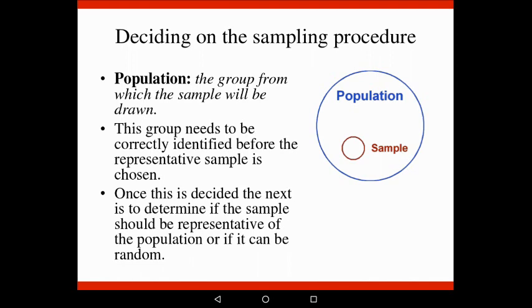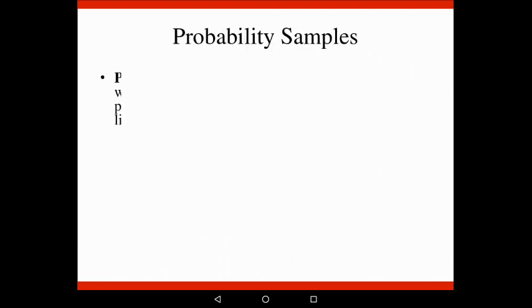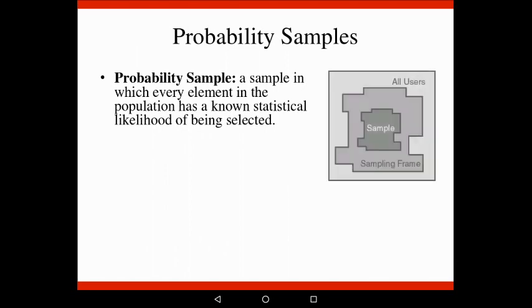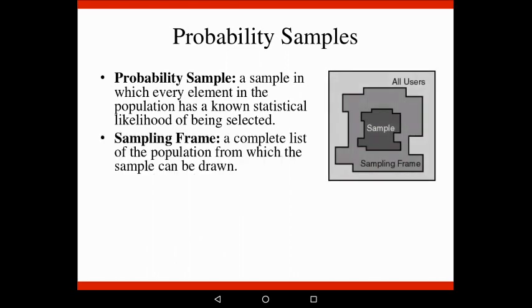Once this is decided, the next step is to determine if the sample should be representative of the population or if it can just be random. It doesn't matter if it's representative or not. Okay, so you get probability samples, a sample in which every element in the population has a known statistical likelihood of being selected. And you get a sampling frame. This is a complete list of the population from which the sample can be drawn.